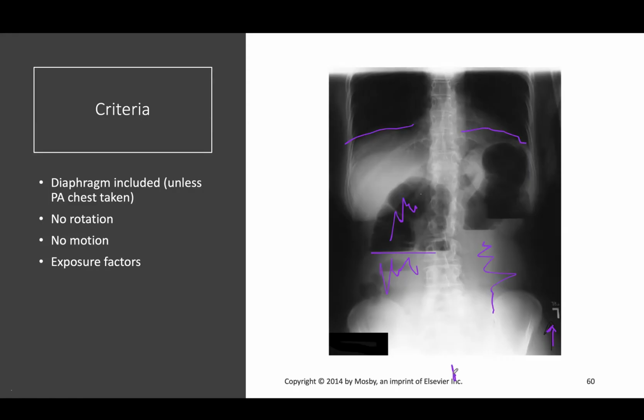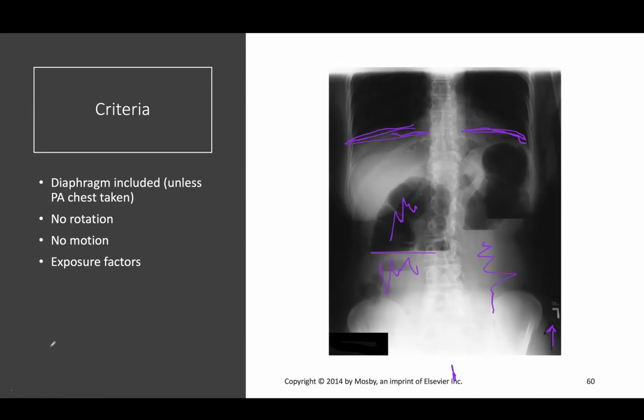Notice how now the pubic symphysis is missing, which is a requirement, an anatomical requirement on a KUB. It's missing on this one because it's not of interest on this image. The diaphragm is now of interest on this x-ray.